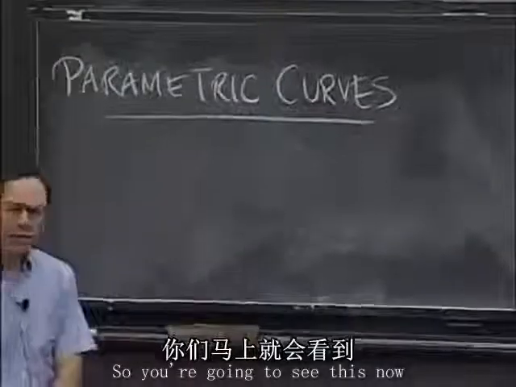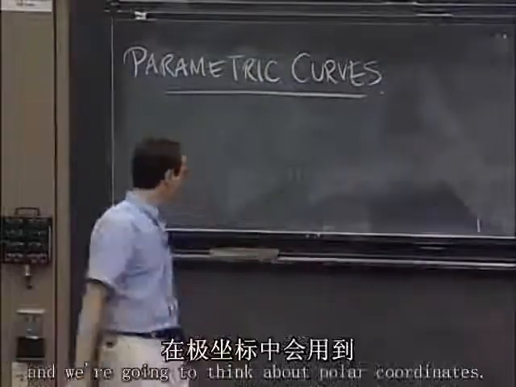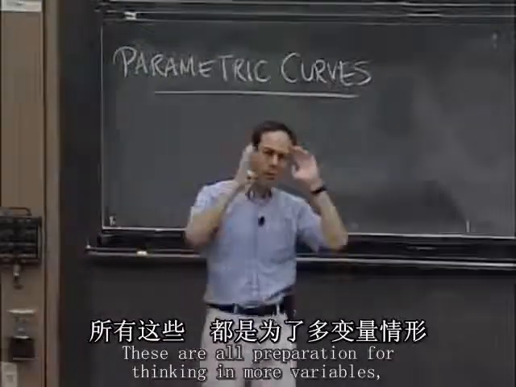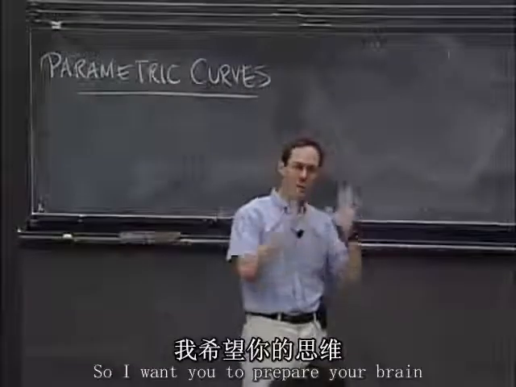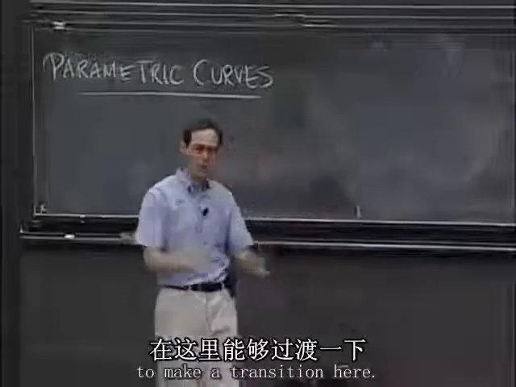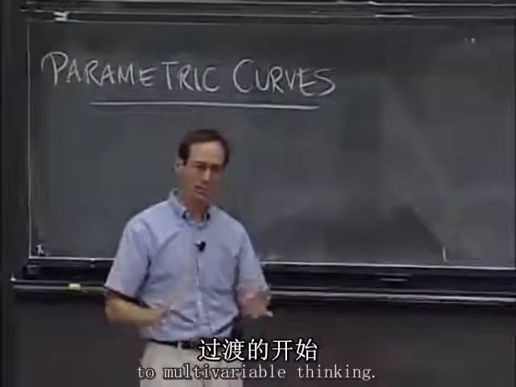So you're going to see this now, and we're going to interpret it a couple times, and we're going to think about polar coordinates. These are all preparation for thinking in more variables and thinking in a different way than you've been thinking before. So I want you to prepare your brain to make a transition here. This is the beginning of the transition to multivariable thinking.